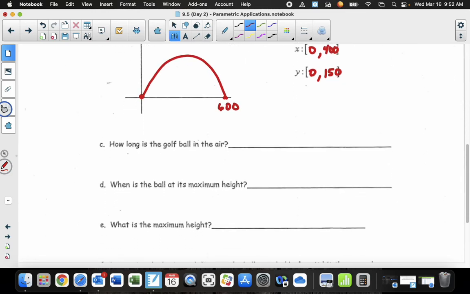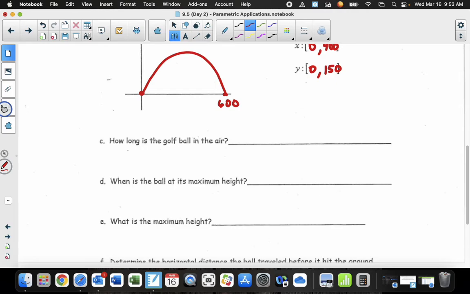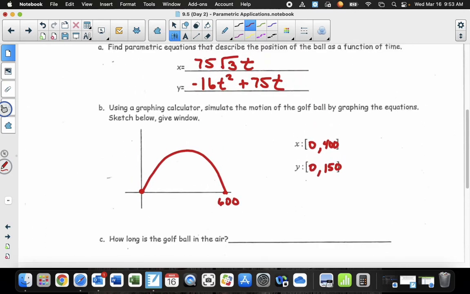So first question. When it says, how long is the ball in the air? What are they asking you to find? Time. That means you are going to have to solve one of these equations for t. What do I know if I'm asking how long the golf ball is in the air? What happens at the end? And therefore the height is 0, which means if I set my y equation equal to 0, I know at the end it's 0. I can find the time it takes to get to the 0 height.